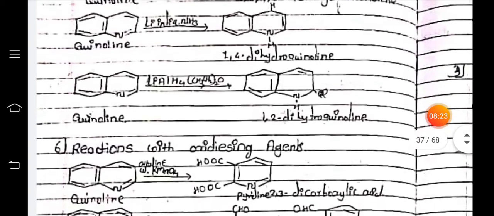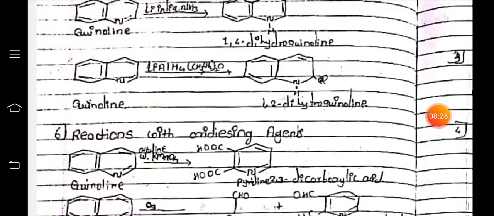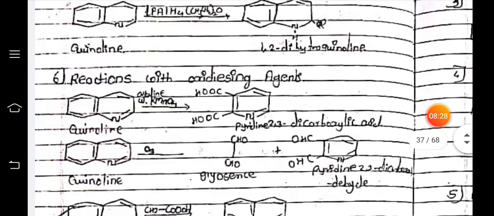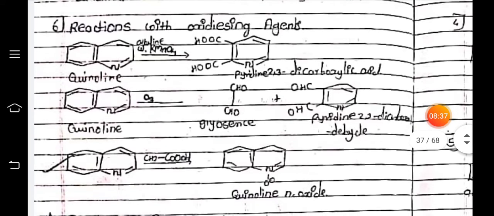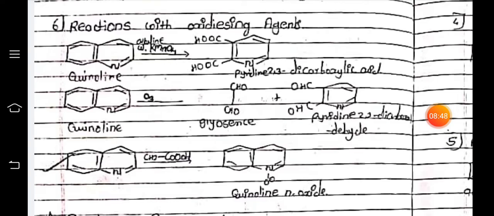So these are the selective reductions that take place in the reactions of the quinolines. Next is the reaction with the oxidizing agents. In this case, quinolines react with KMnO4. We know that KMnO4 is an oxidizing agent. An oxidizing agent means a compound which gives oxygen atoms to a compound, removes hydrogen atoms from a compound, or gives electrons to the system. So it is called an oxidizing agent.